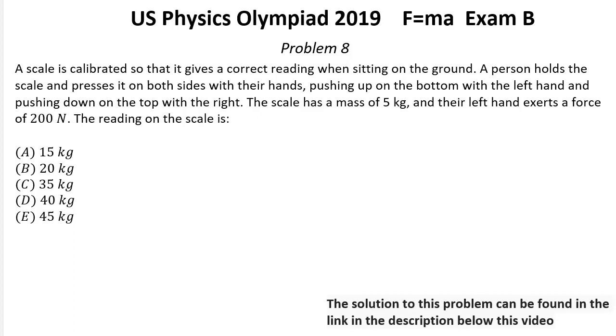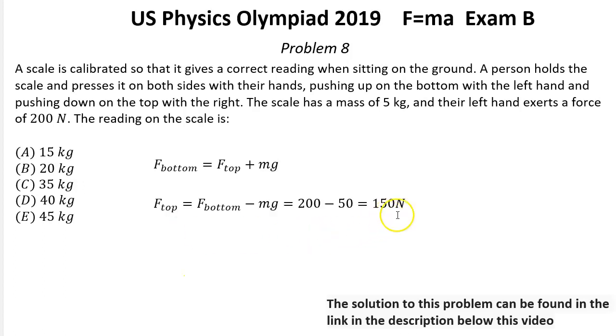Solution for problem number 8. Because the scale in the student's hand is in equilibrium, we can write the equilibrium equation: force on the bottom equals force on the top plus mg. Here we know the bottom force and mg, and we can calculate the top force, which is supposed to be the scale reading. That will be 150 newtons or 15 kilograms, which is answer A, and that was the solution for problem number 8.